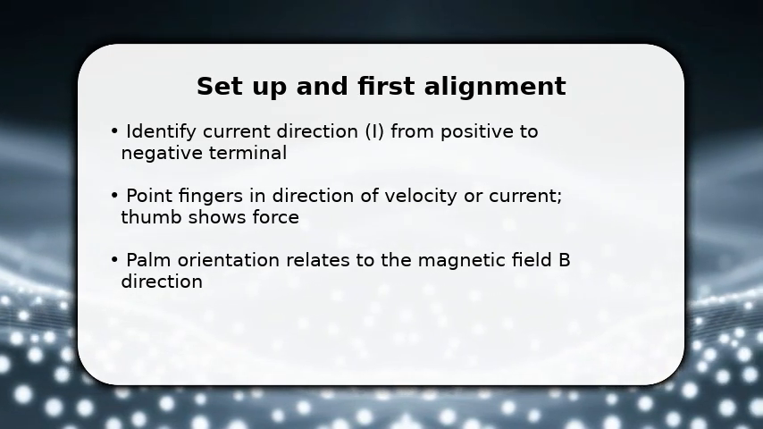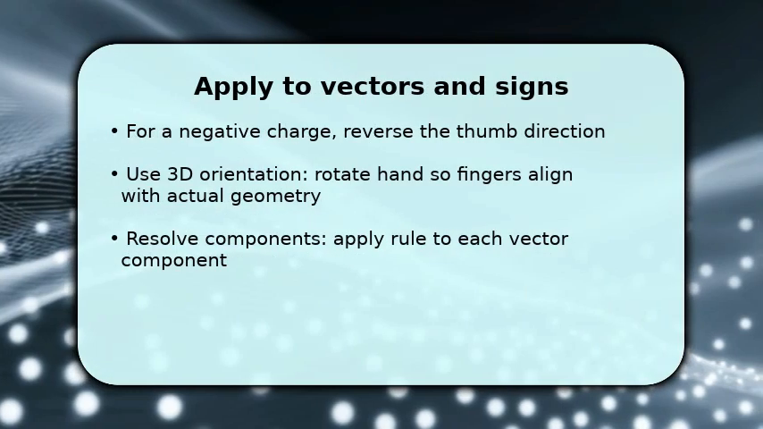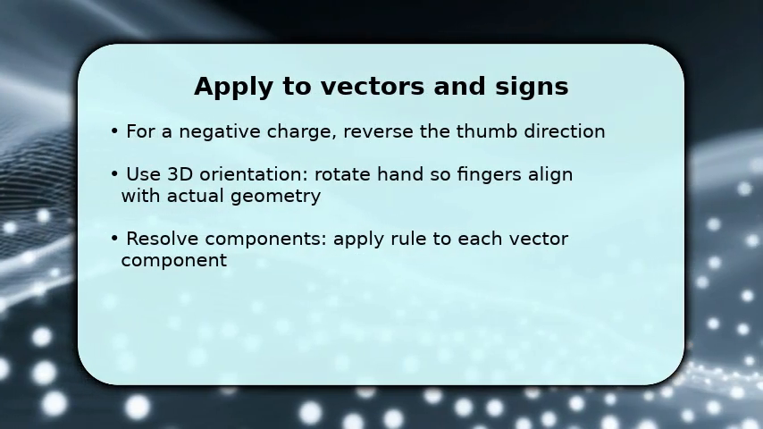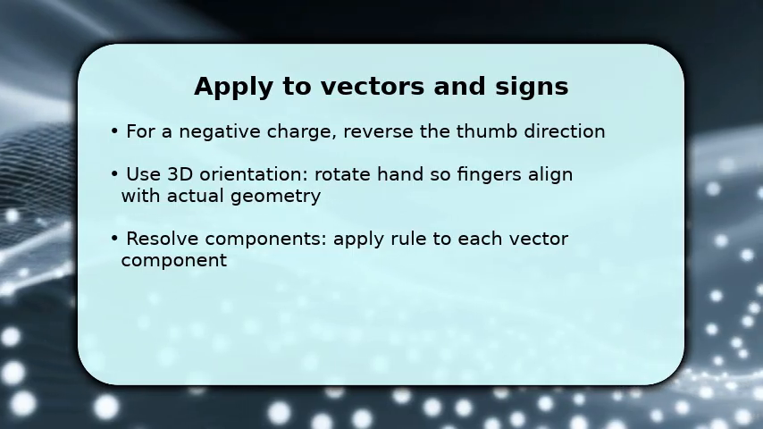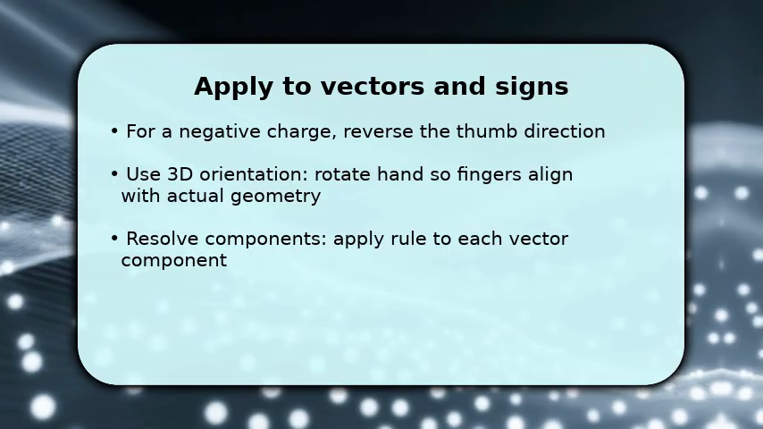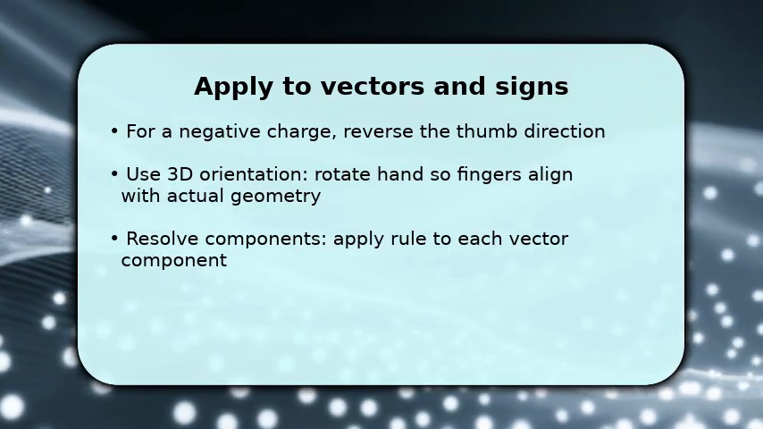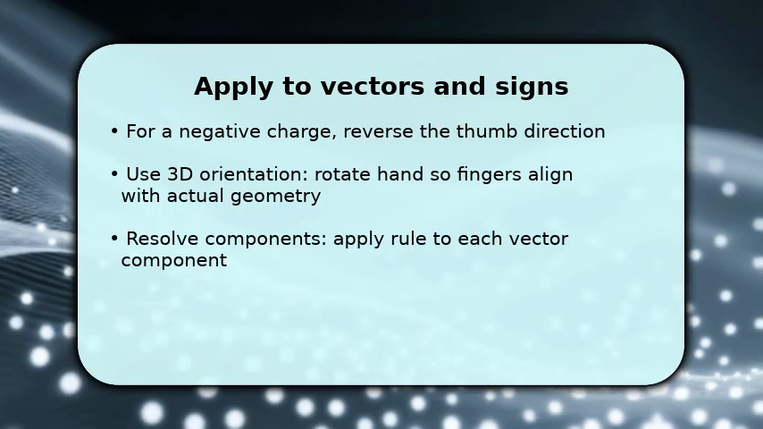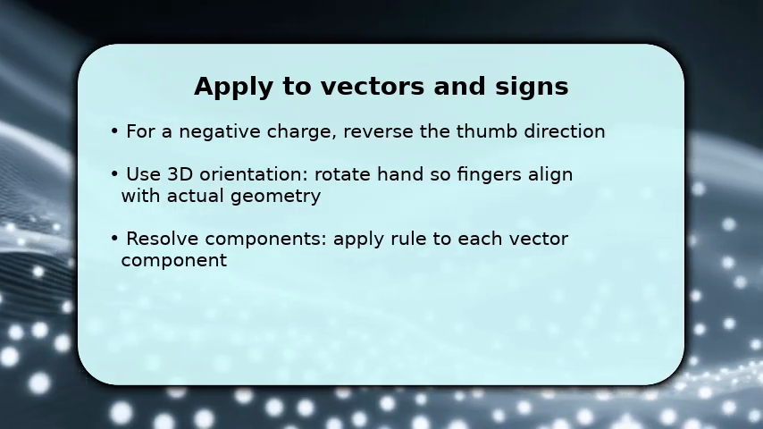You now map the hand to real vectors. Rotate your hand so the index aligns with the actual current or velocity in the setup, and the middle finger aligns with the magnetic field vector. This may require twisting your wrist. If the entity is negatively charged, invert the thumb direction to get the force.